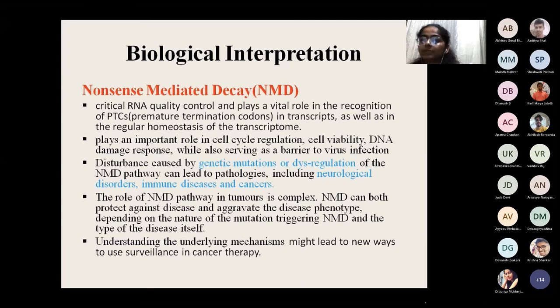The role of the NMD pathway in tumors is highly complex, and this is because it can protect against the disease as well as it can aggravate the disease phenotypes. It all depends upon the nature of the mutation that triggers the NMD pathway and the type of the disease itself. Thus, it is very important to understand the underlying mechanisms, and this might lead to new ways to use this surveillance pathway in cancer therapy.